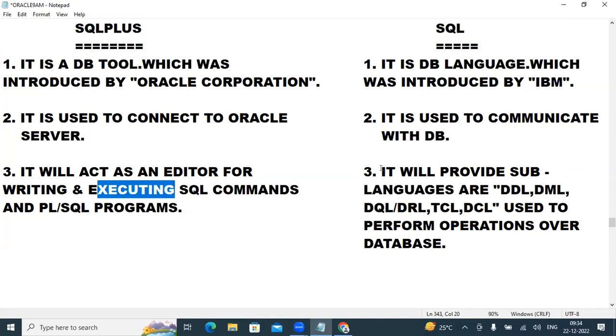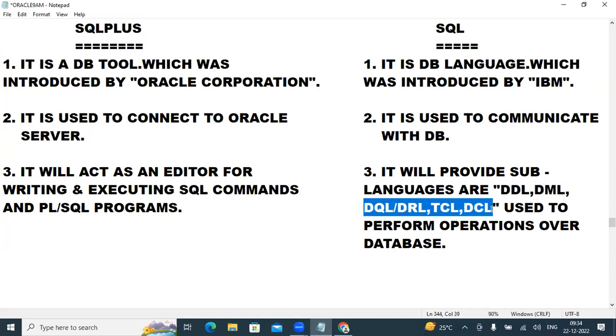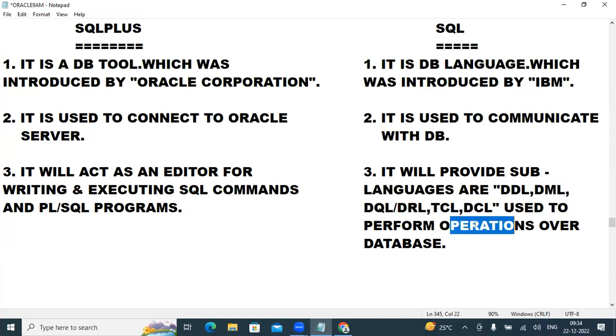And coming to SQL, it provides some sub languages, which we will discuss in the SQL part. These are used to perform operations over the database. If you want to do any operation on the database, compulsory we require some commands, and those commands are provided by these sub languages, which are part of SQL. Are you clear now? Yes. So these are the differences between SQL Plus and SQL.